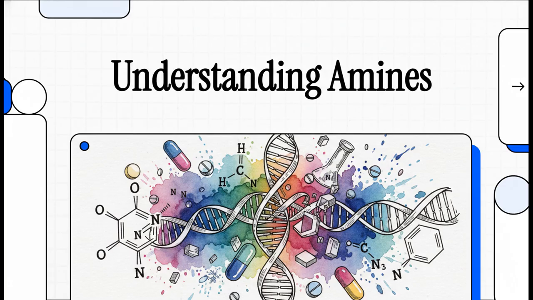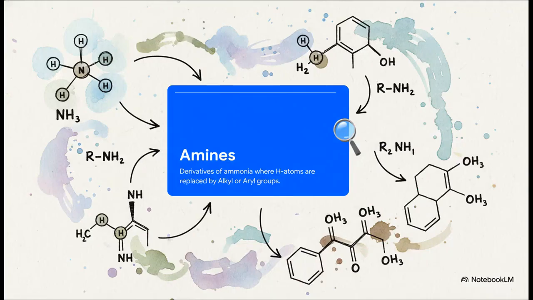Now, these are a totally essential class of organic compounds. I mean, they're the building blocks for just about everything, from medicines to dyes, so really getting a handle on them is key. You know, the easiest way to wrap your head around an amine is to picture its parent molecule. Good old ammonia, NH3.